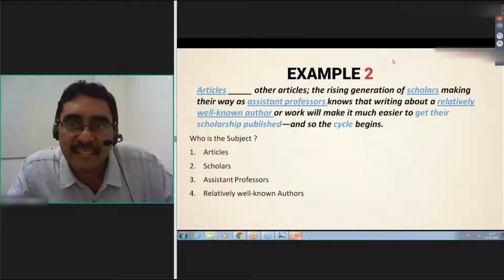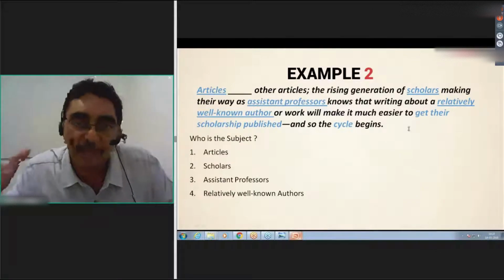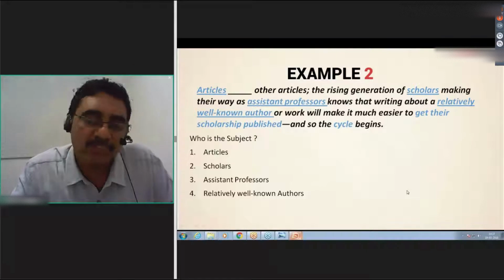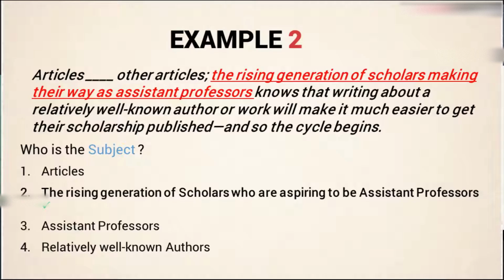So can you visualize these people? Do such people come to your mind? Young people who must have just finished PhD wanting to be profs, right? Okay. So that's right. Most of you got it right. So this whole line actually is the subject. The rising generation of scholars, new scholars, making their way as assistant professors.